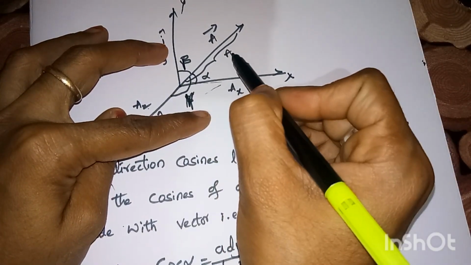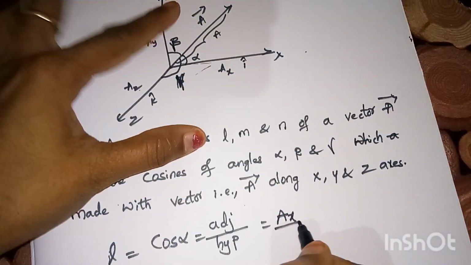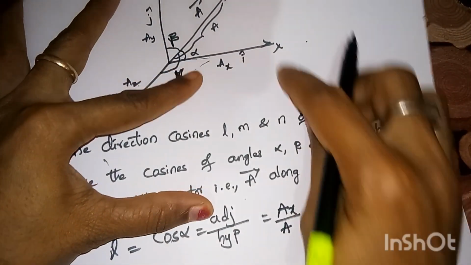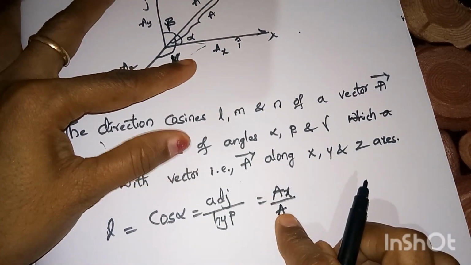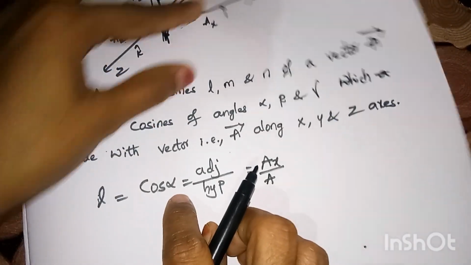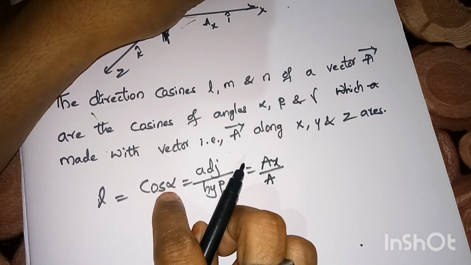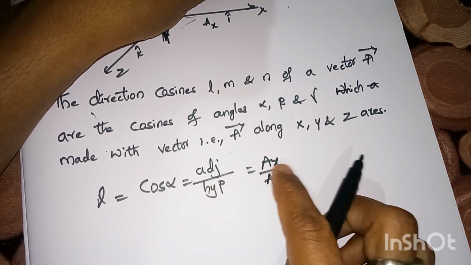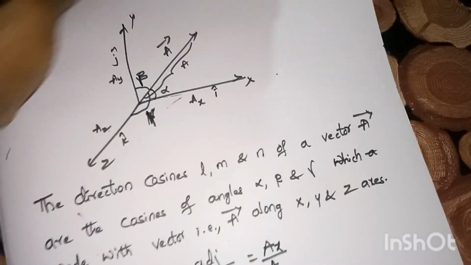So cos alpha means adjacent by hypotenuse. What is adjacent here? Ax. What is the hypotenuse here? A. So adjacent by hypotenuse is Ax by A. This is cos alpha, the angle made by A bar with the x axis, and L is the direction cosine. So L equals cos alpha equals Ax by A.